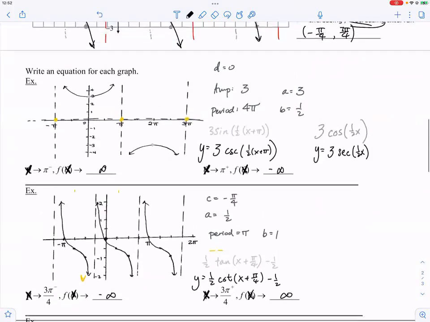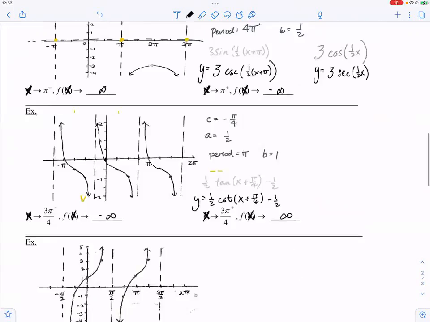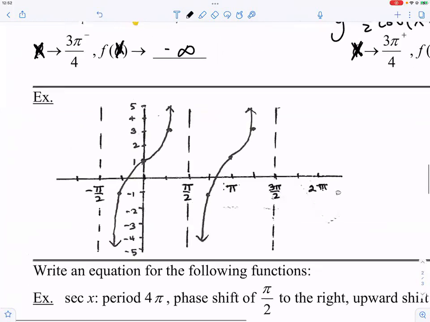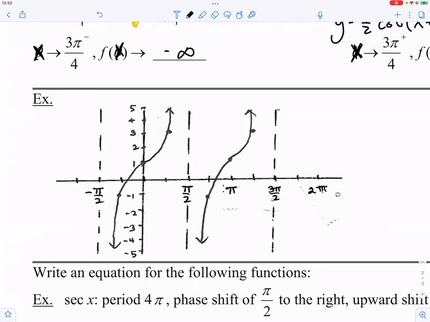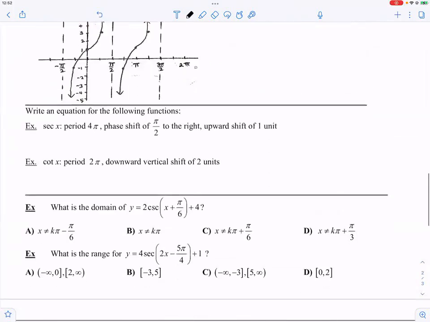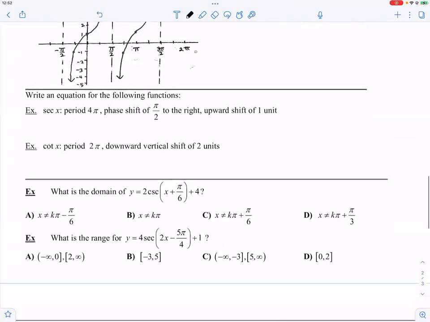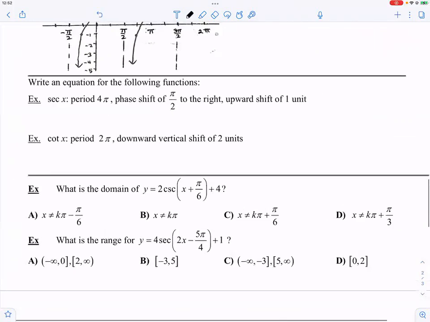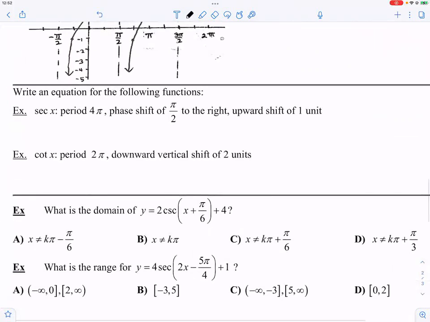Okay. All right, so you can go home and try this one. This one is pretty straightforward. It's just a regular tangent graph. We will talk about these two next week, next Monday. Okay.